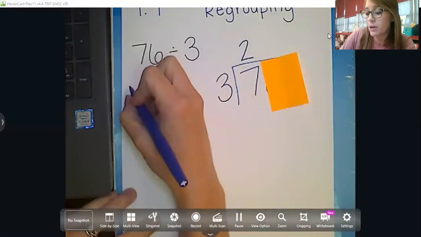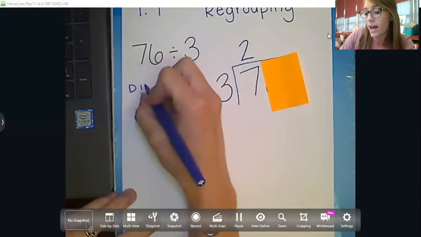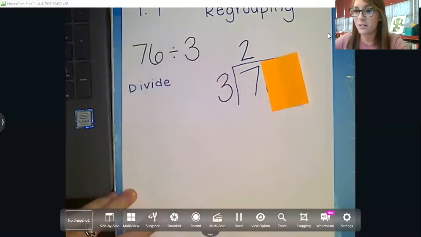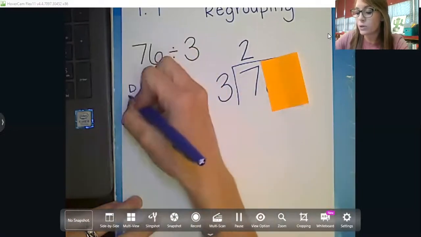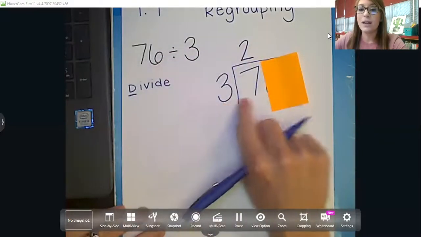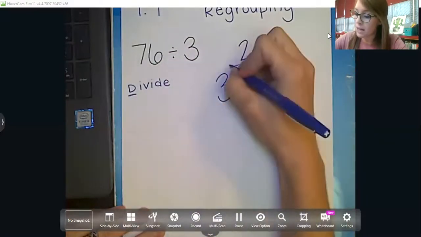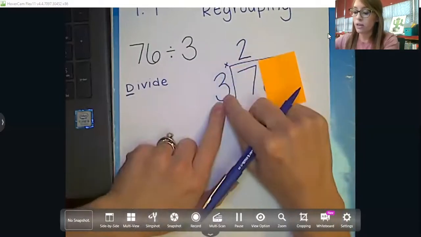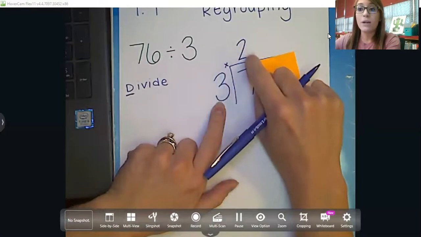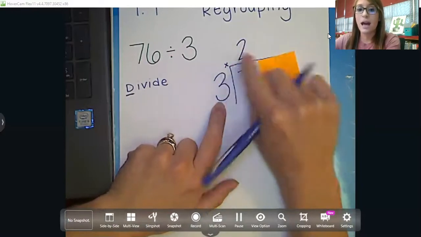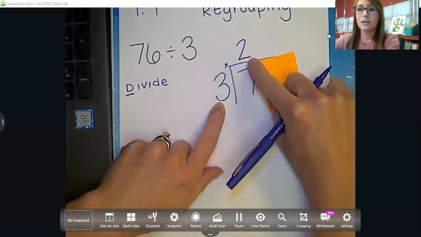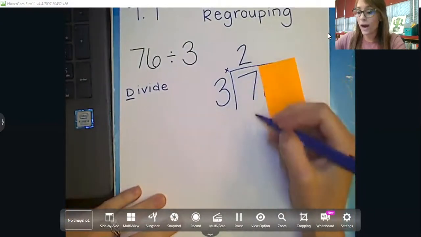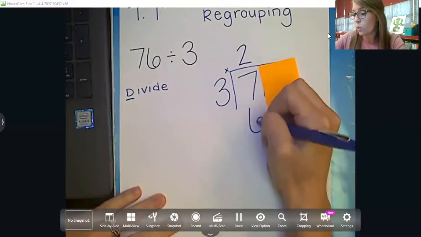So my first step was to divide. And I'm going to write this over here because this is going to come along later when we start looking at our steps. So I'm going to divide. That's the first thing I'm going to do. Then what I'm going to do after that is I'm going to imagine a tiny little multiplication symbol right here. And I'm going to say 3 times whatever number I put up here. So 3 times 2 is what? 6. Very good. So I'm going to put that 6 right here in line with those numbers.